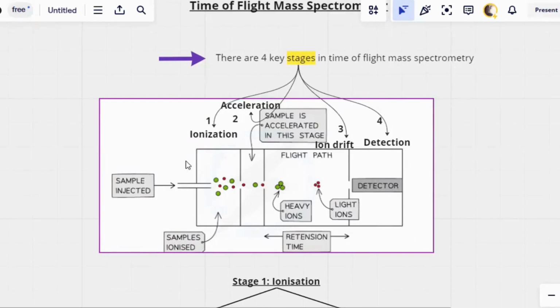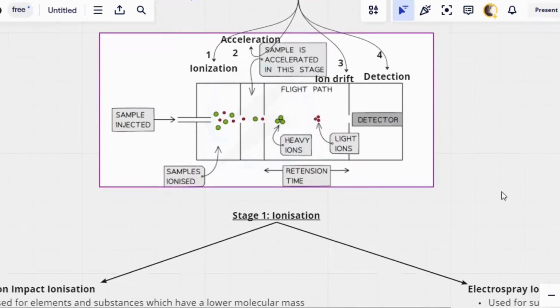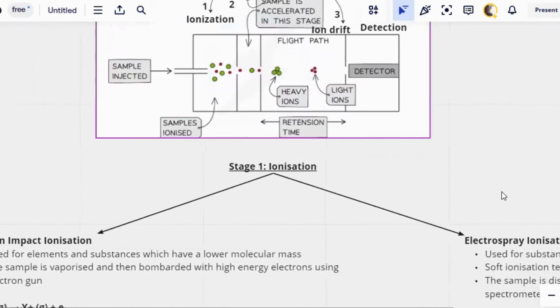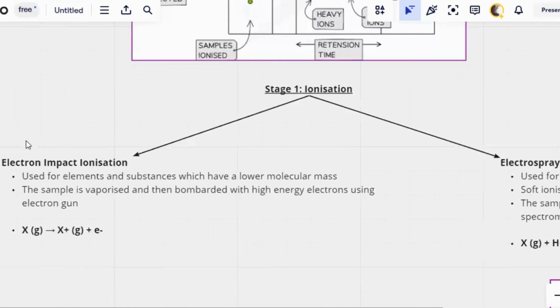So the first stage is the ionization stage. There are 2 key ways in which the sample could be ionized. They are electron impact or electron ionization, and electrospray ionization. Let's first discuss how we can do the ionization using electron impact ionization.